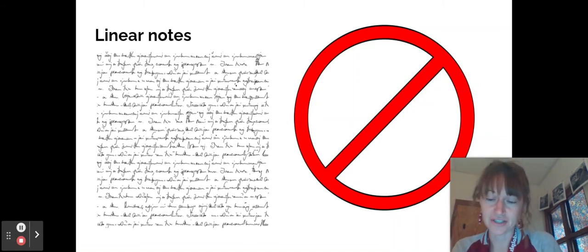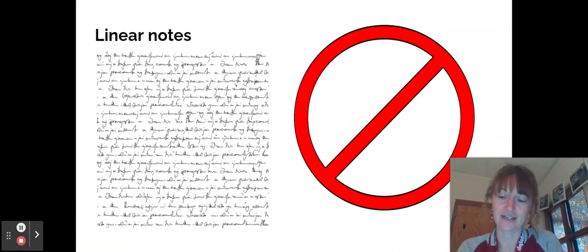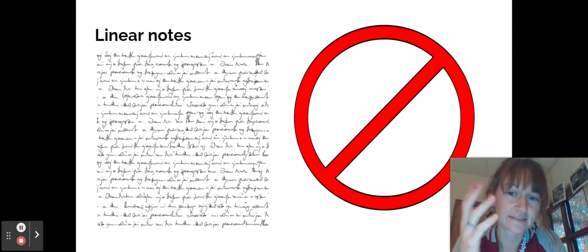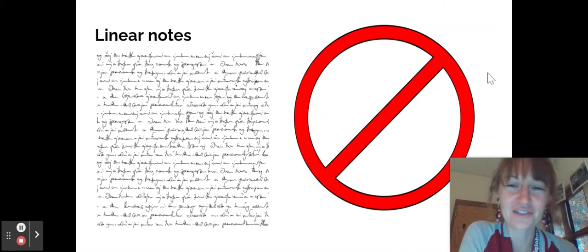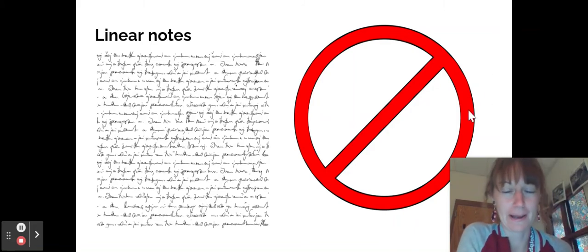There are many great alternatives to linear notes that will help you identify connections and prepare for your exams. This is not it. So don't do this. Don't be like me when I was your age. These are linear notes.